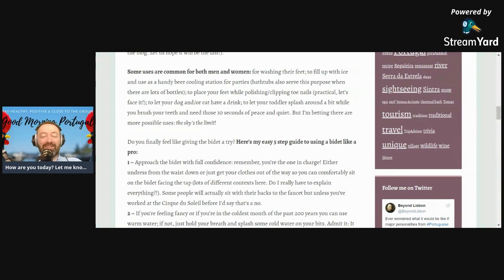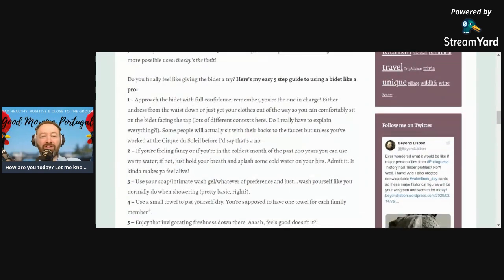But I'm betting there are more possible uses. The sky's the limit. So I'm going to come back to this in just a moment. But yes, have you any experience yourself of a canny use of a bidet? Let me know. And let's go into these five steps.